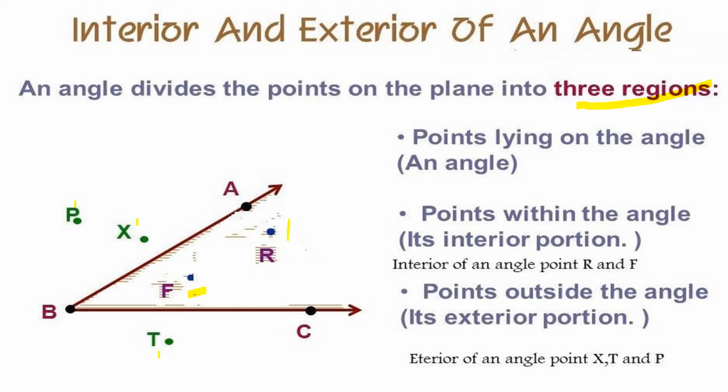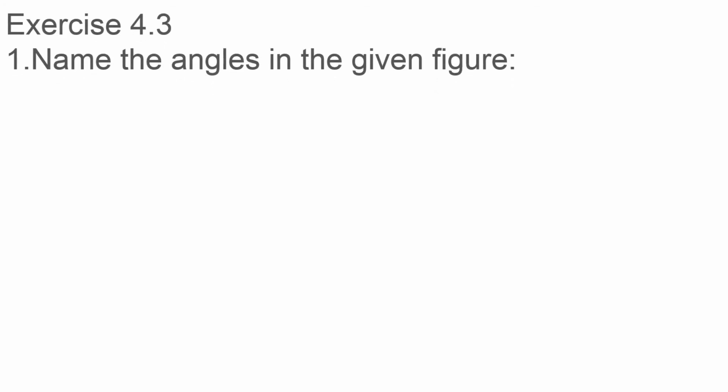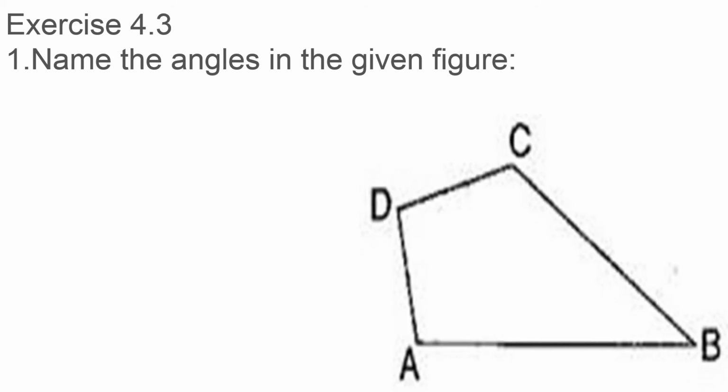Okay. So now we have seen the definition of an angle and types of angle. Next, exercise 4.3 from the same NCERT textbook. Name the angles given in the figure. So what are the angles in this figure? See, where are the two rays meeting? That is the place where the angle will be formed.